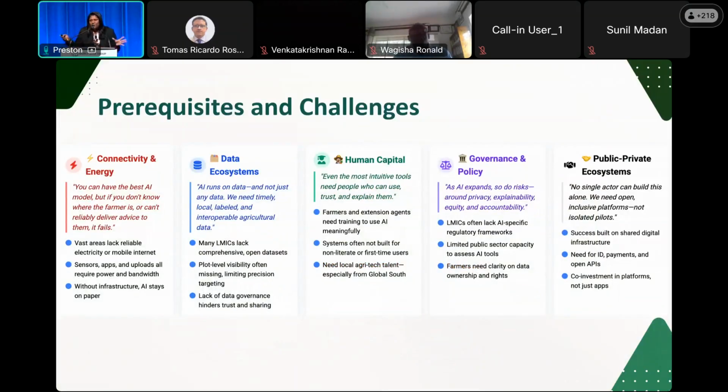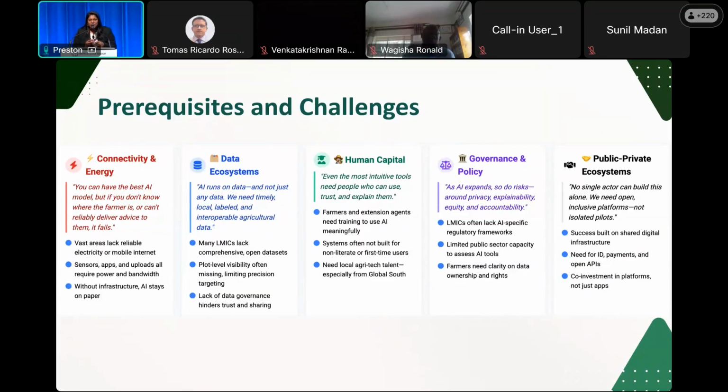Now you saw that there are a lot of use cases that you will also listen to from the other speakers. We also see that there are a few prerequisites and challenges to adopting AI at scale. Connectivity and energy is one. We see that there is a huge digital divide when it comes to connectivity and energy available to not just develop the models, but also to deliver the services once the models have come up with their outcomes. How do you actually deliver it to the farmers if they are not well connected? So inclusivity is a big question here, and that we see both as a prerequisite and as a challenge.